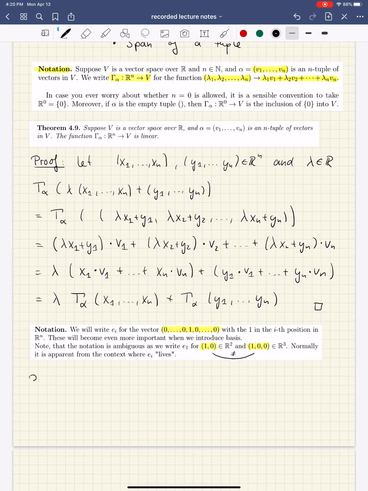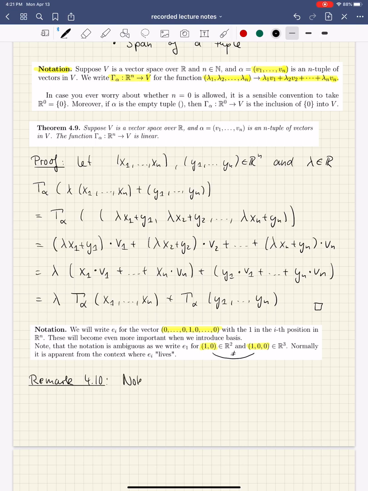And now before we go on, remark 4.10 here. So what I want to point out is that I can actually look at every element in R^n as a linear combination of these e_i.